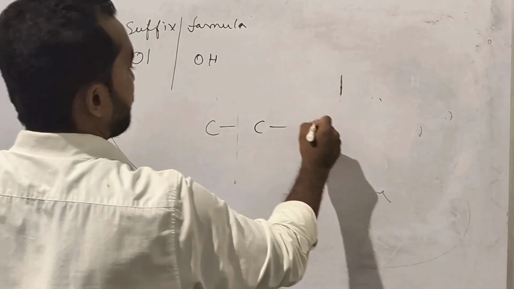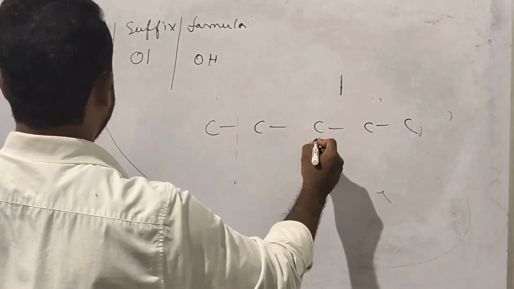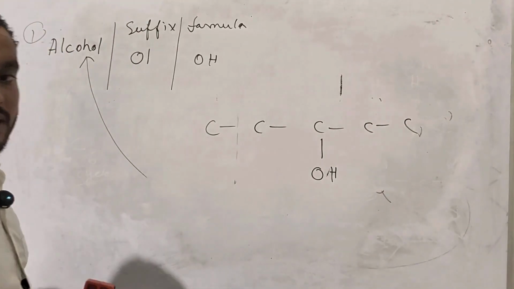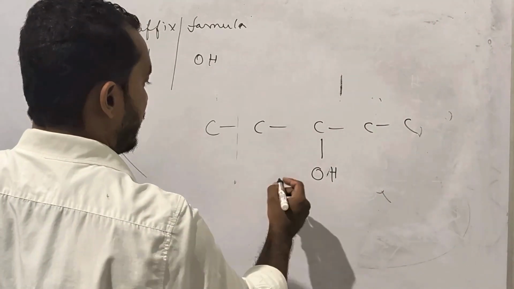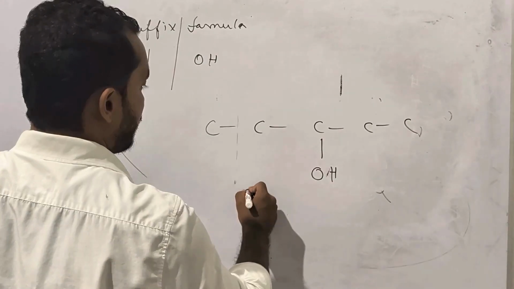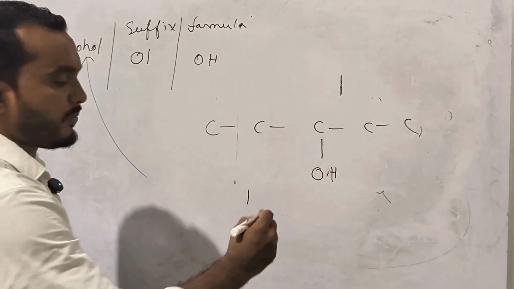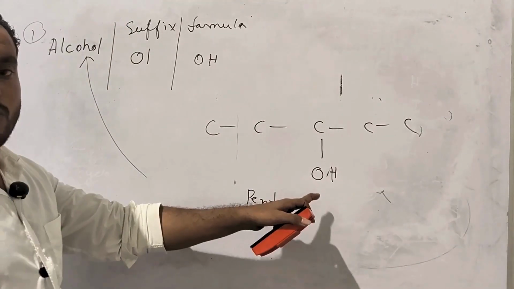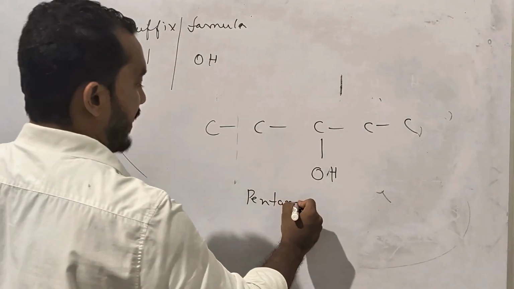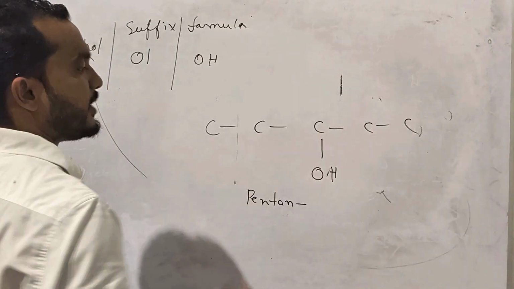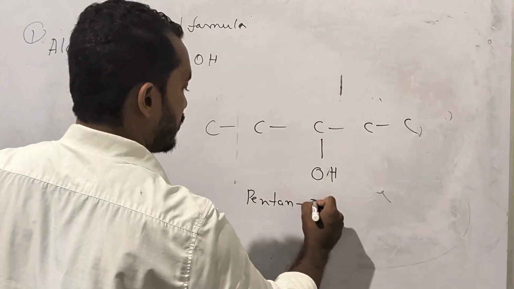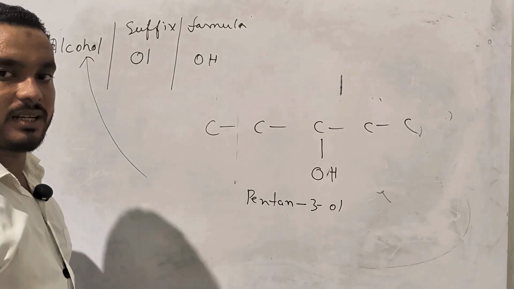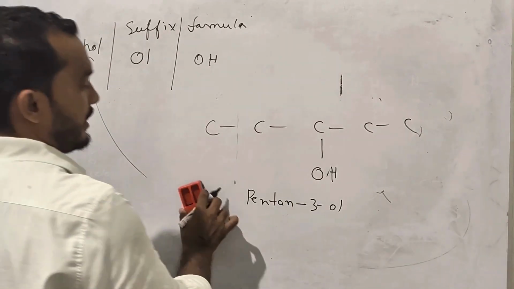Let me take this example. If you just add here 1 OH, how many carbons are there? 5 carbons are there. For 5 carbons we call it pentane, and since there is alcohol, this falls under which carbon? Third carbon, so 3-ol, so pentan-3-ol. Is it clear? Okay, let me rub it.